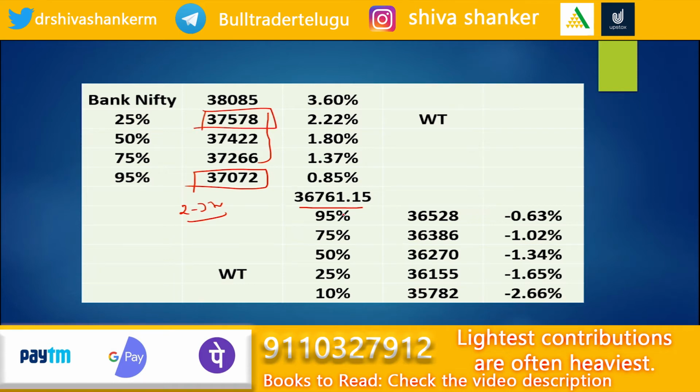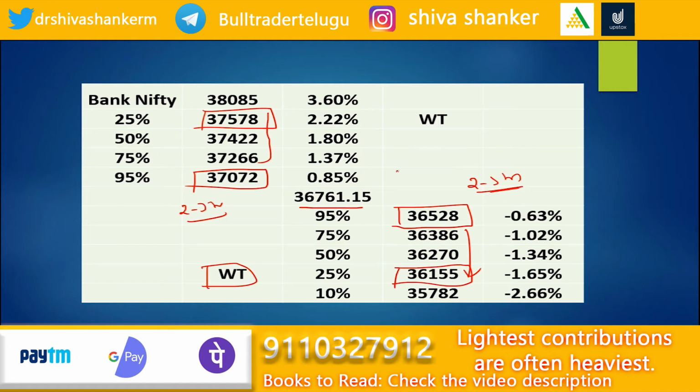37,578 level. If the market comes down because of weak macroeconomic events, the first target will be 36,528. If the market sustains below this level for at least 2 to 3 hours, the market will fall, and we can expect a fall up to the 36,155 level, and this will be the weekly target.